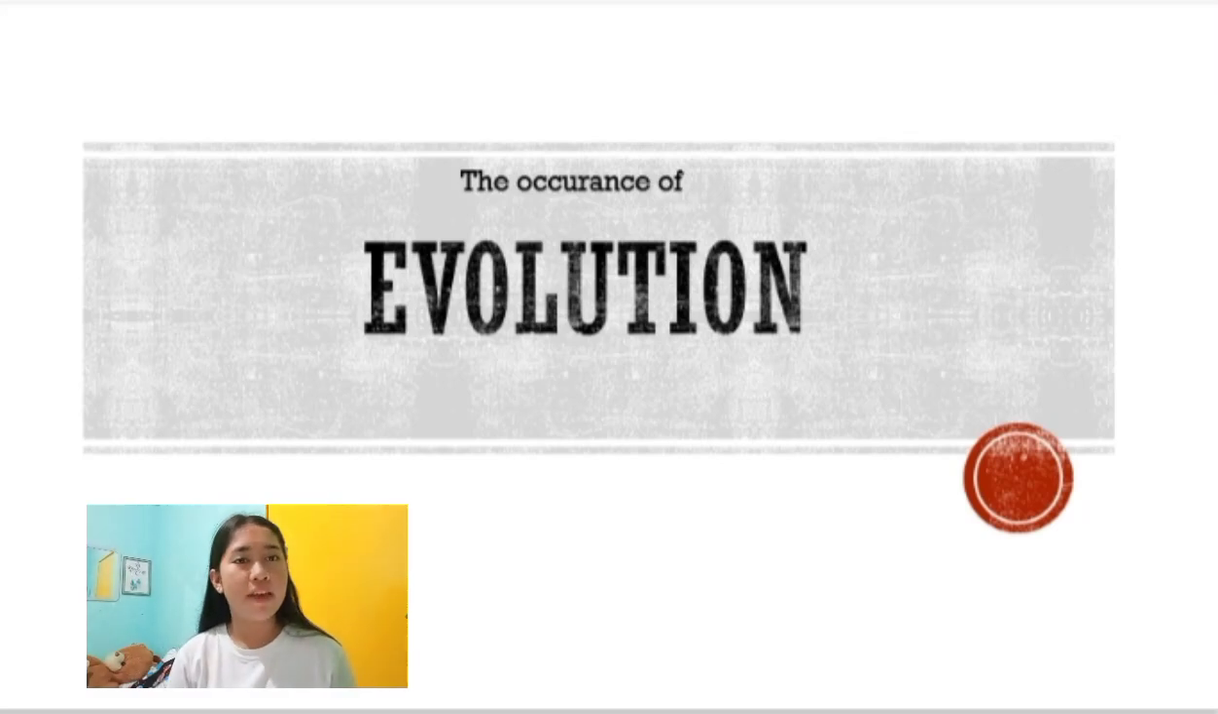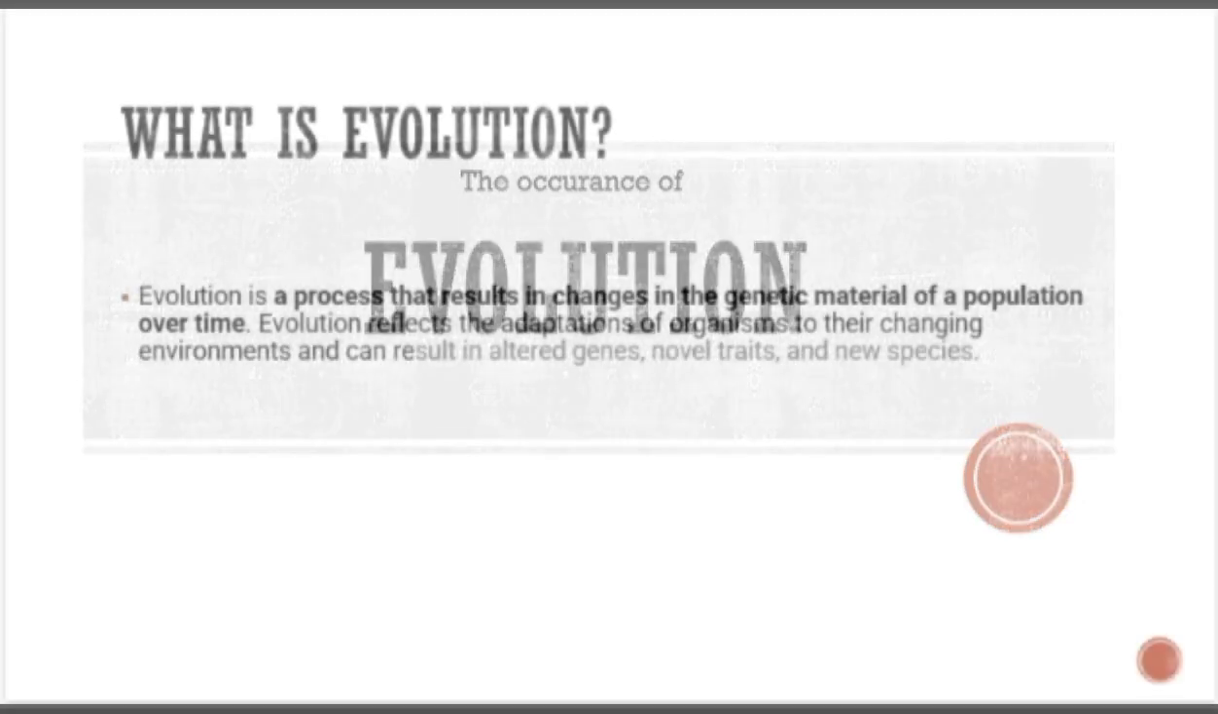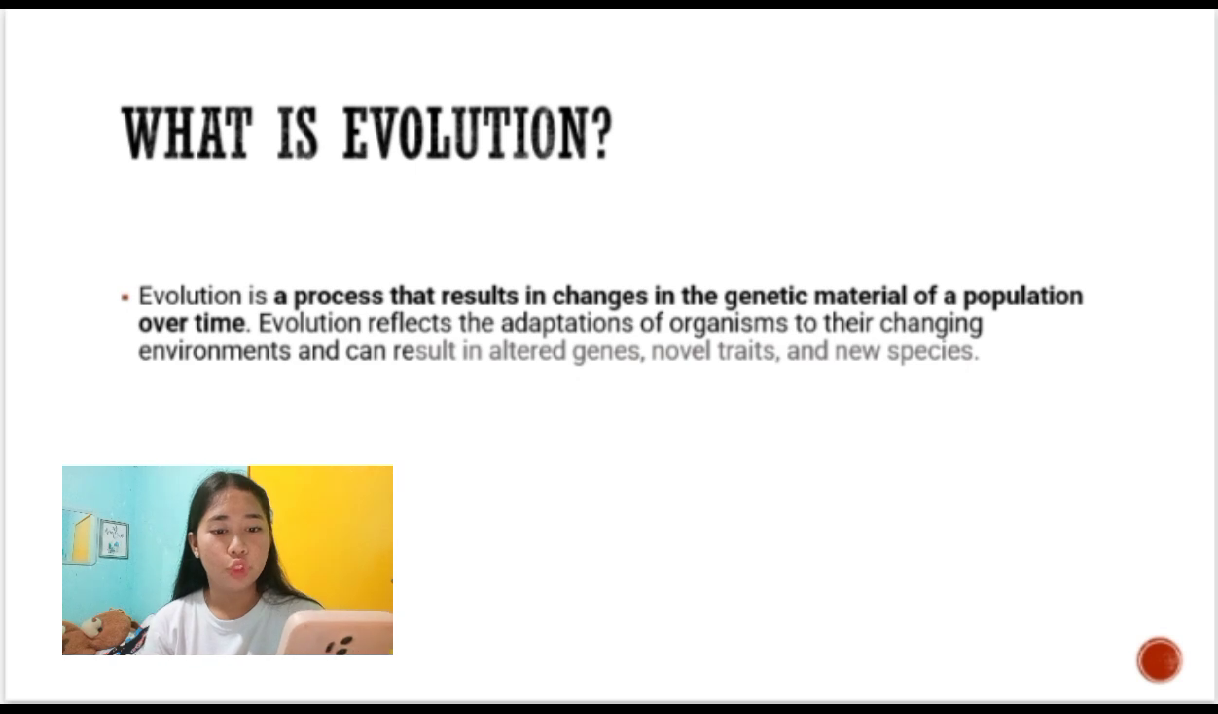We are group 7 and we are here to discuss the occurrence of evolution. So what is evolution? Evolution is a process that results in changes in the genetic material of a population over time.